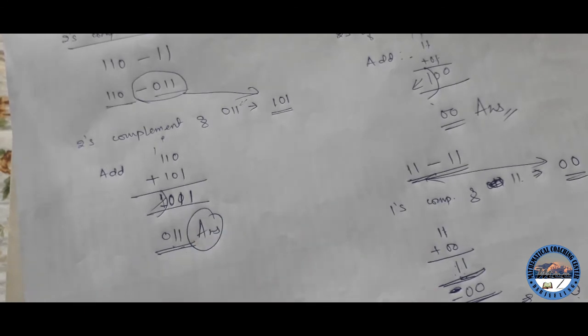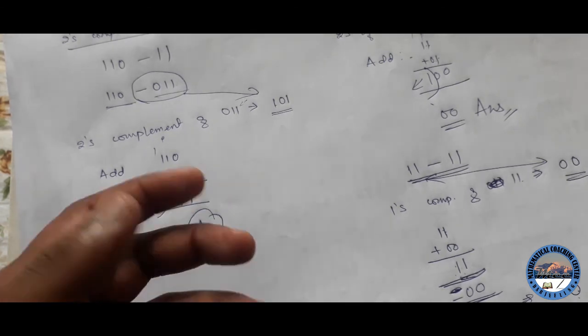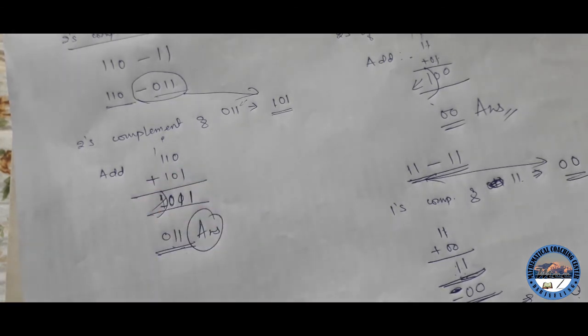So I will give you the questions also. You try to solve them. You try to follow the rules. First you go through the rules. In the case of 2's complement, if there is no carry, then you have to follow one rule. I didn't teach you everything. You can follow the rule.